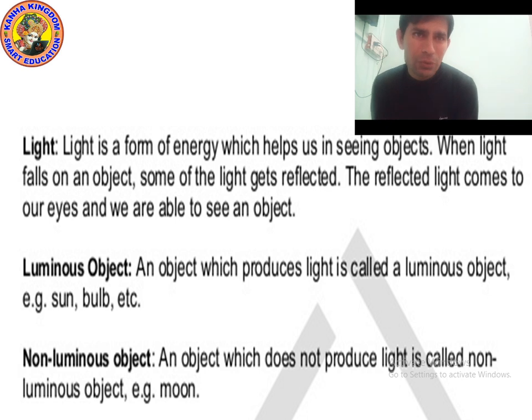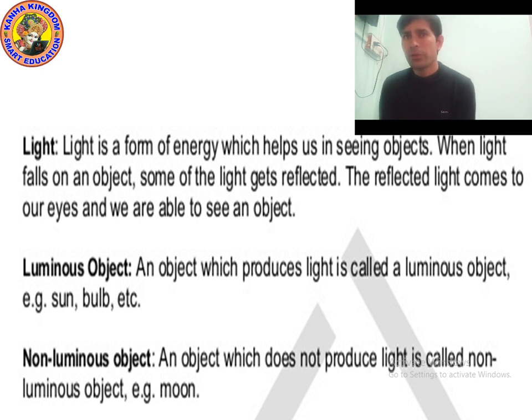There are many sources of light. Some sources produce their own light and some sources do not produce their own light. So on the basis of producing light, we can divide all the sources into two categories: luminous and non-luminous. What is the spelling of luminous? Check out the spelling: luminous.